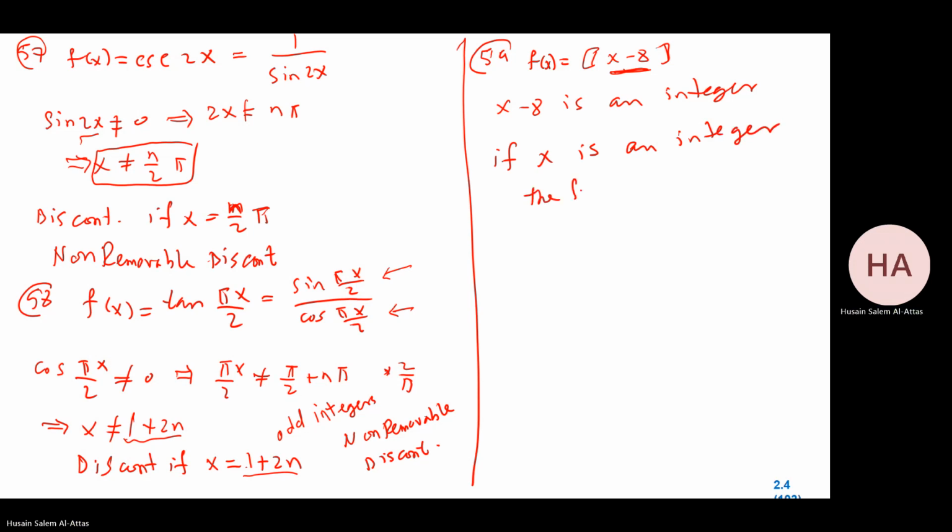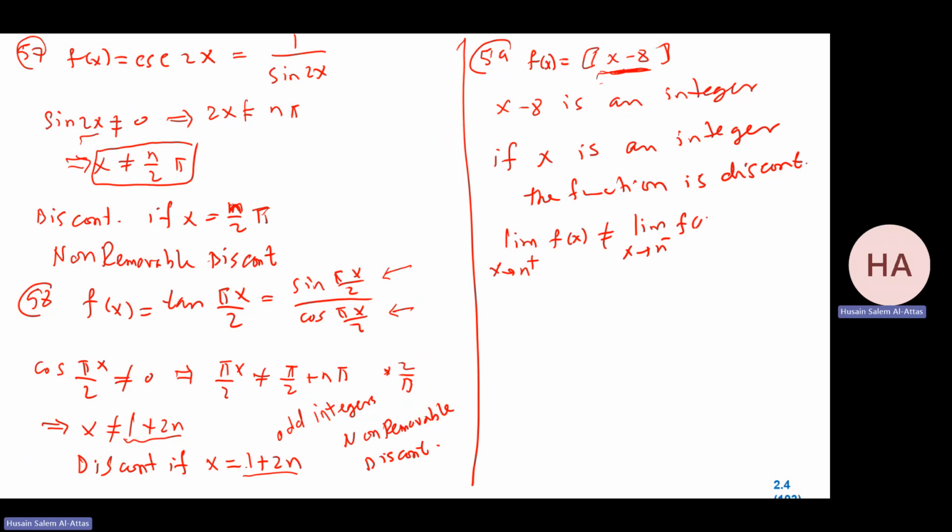The function is discontinuous. And we know that at that time, if we take any integer, the limit from the right does not equal the limit from the left. So we have non-removable discontinuity if x is an integer. And the same thing for the other question, which is 60. Same idea.